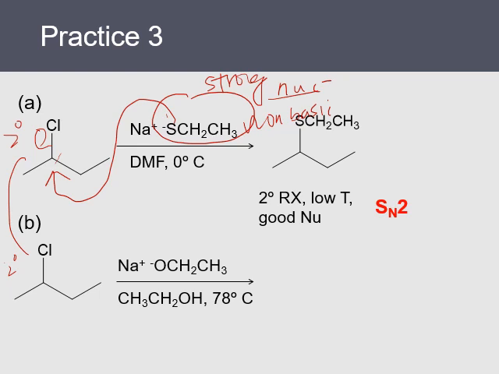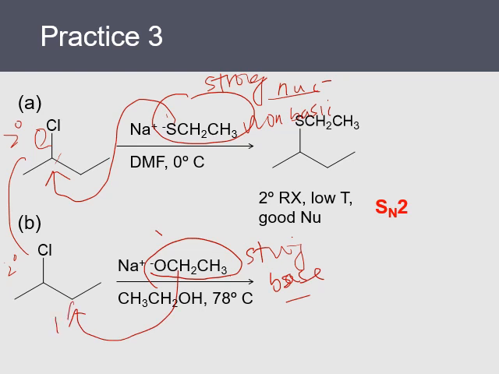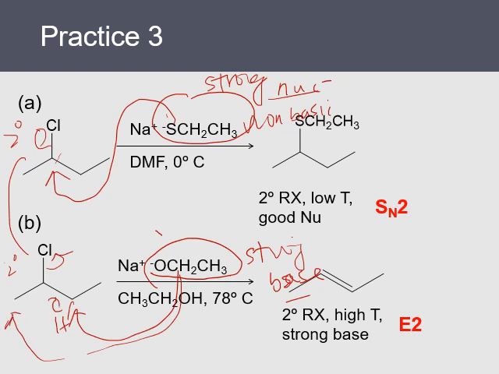Now in the second question, you should recognize this is ethoxide. That's a strong base. Even though it's also a nucleophile, it prefers elimination unless it's primary. But this is secondary, so it will take a hydrogen, this hydrogen away, and give you the product. Now you may also take a hydrogen here, but that double bond is not highly substituted. So this one should be the major product.